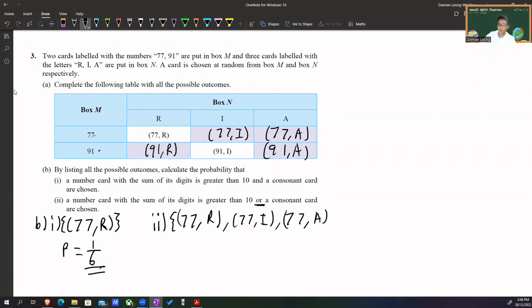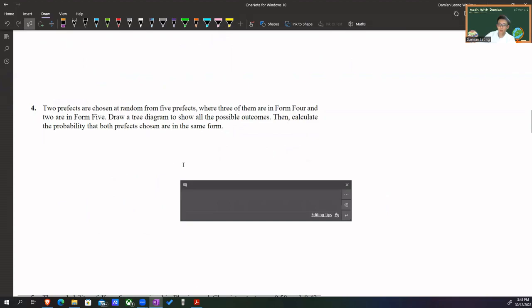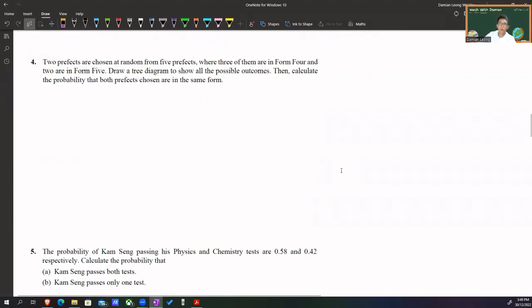Consonant card means it must be R. So it can also be 91 with R, because the R fulfills the other condition. So either one of the conditions fulfilled, then it follows the restriction given. So probability here, 4 out of total 6 outcomes. Simplify the fraction, 2/3. Yeah. Okay. So that is for question 3.